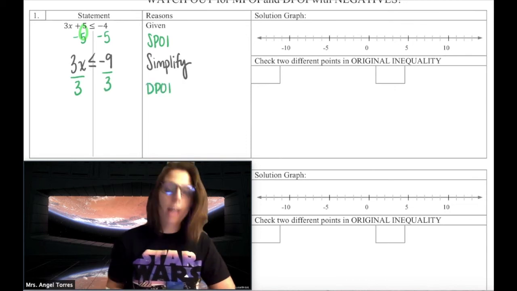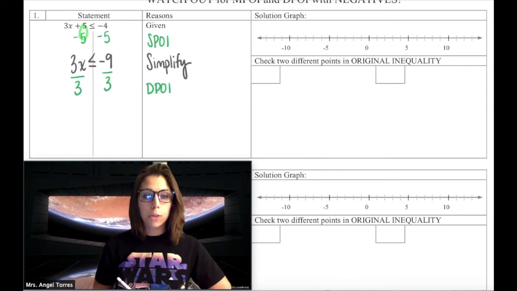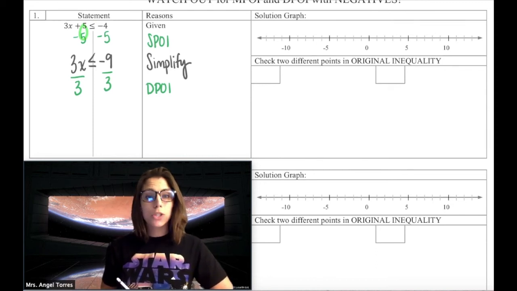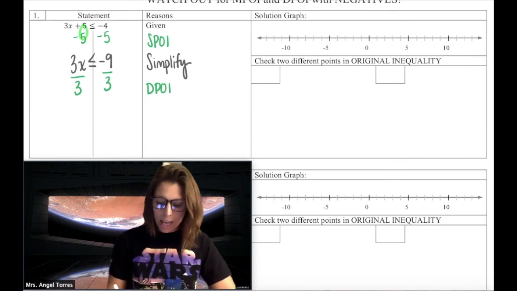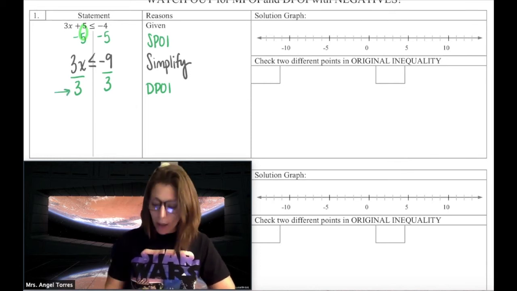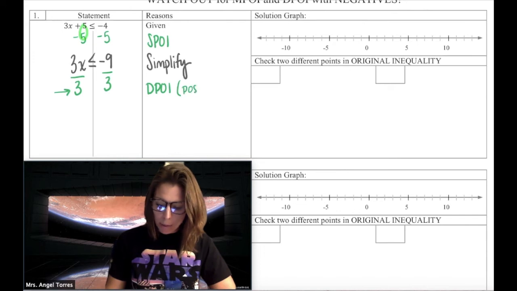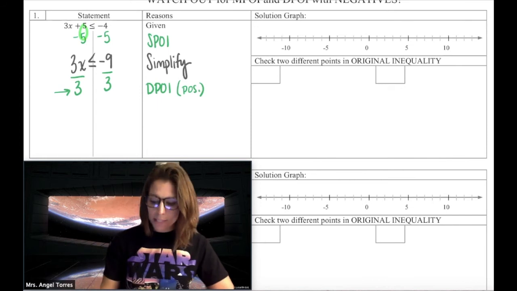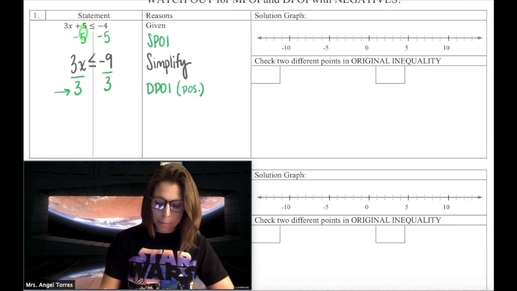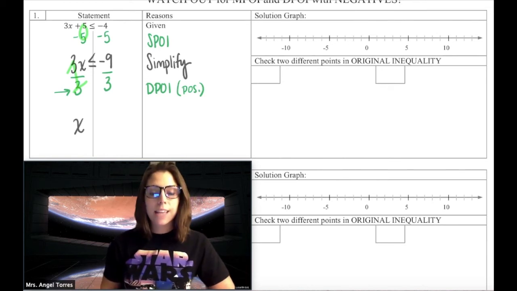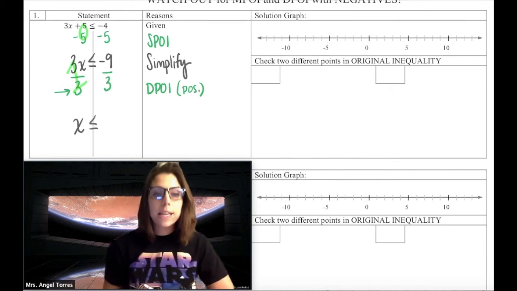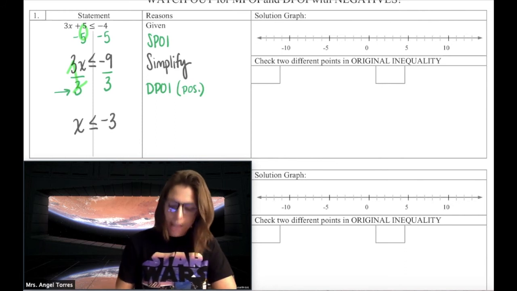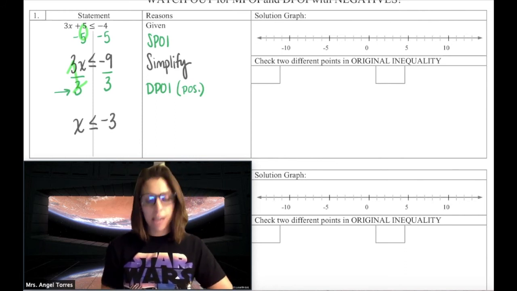Now, from now on, every time I use division or multiplication property of inequality, I'm going to write whether or not I'm doing so with a positive or a negative. Here, I'm dividing both sides by a +3, so I'm just going to write positive in parentheses. Positive means no change. The left side of this inequality, after I simplify, is still positive. I had a positive 3x, now I have a positive x. And the right side is still negative. I started with -9, now I have -3.